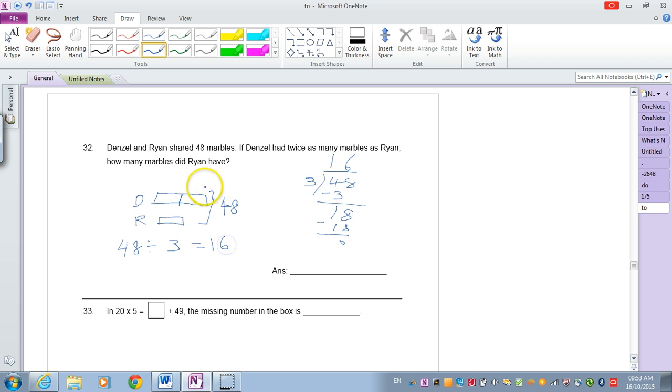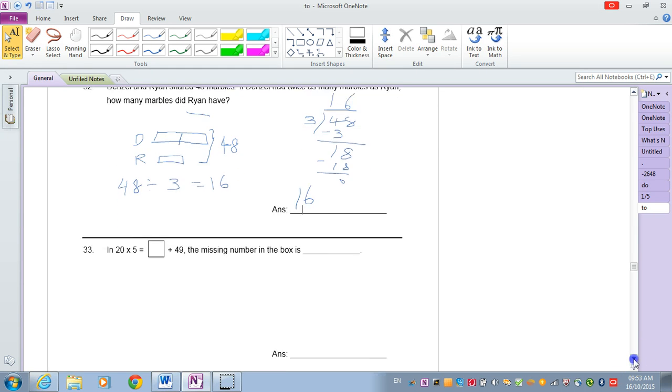Now the question asks you, how many marbles did Ryan have? So Ryan is how many units? 1 unit. So Ryan would have 16 marbles. Okay, now let's move on to question number 33.